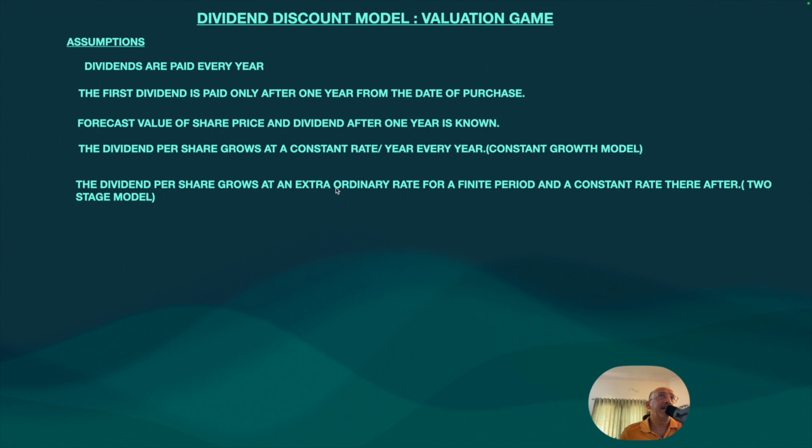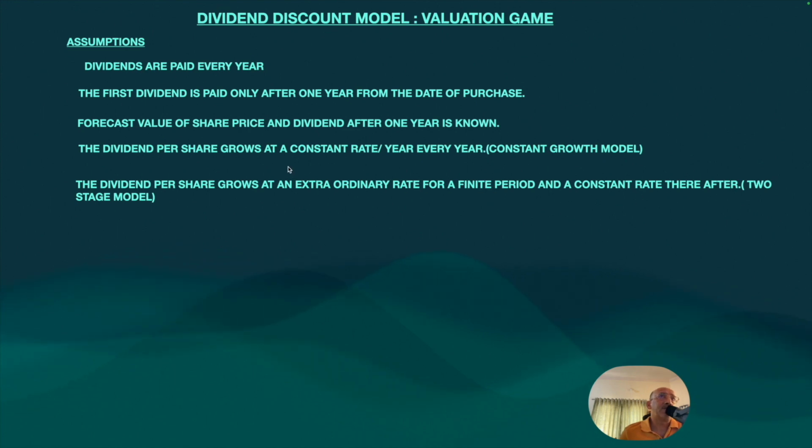See, extraordinary rate means it may be an exponential rate. So you should know what is an exponential. Exponential means the first year dividend may be 5%, second year may be 10%, third year may be 15%, 18%, 25%. It is exponential, so it keeps on increasing. At a constant rate means it is constant every year.